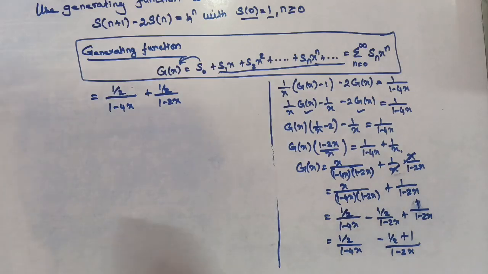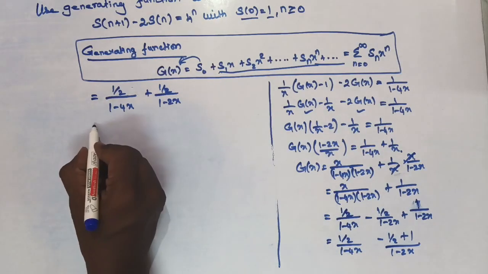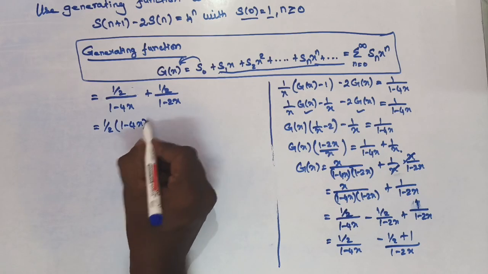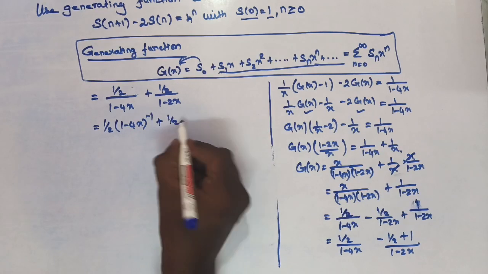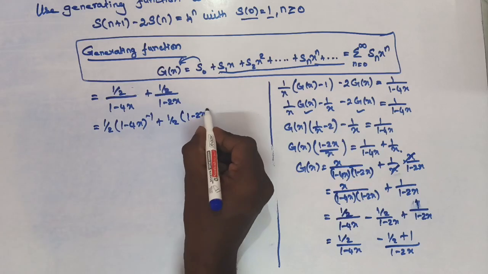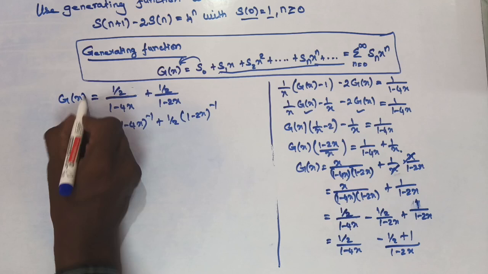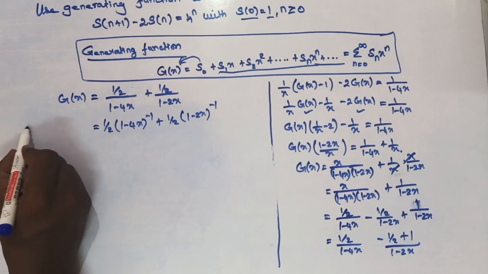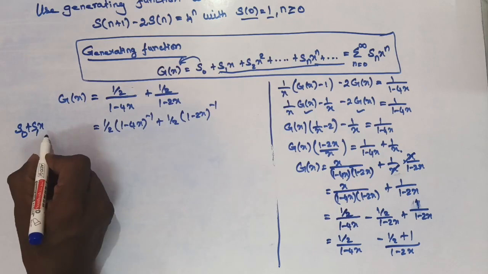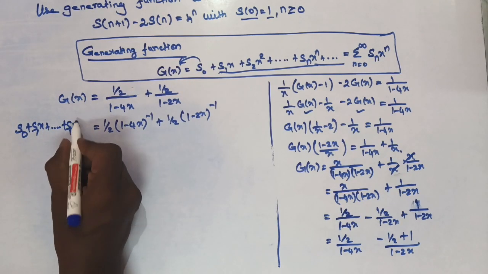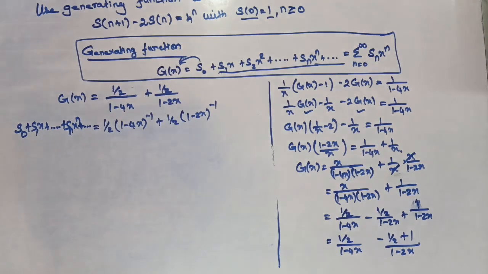Now this is equal to 1 by 2, you can write in the binomial formula, (1 minus 4x) inverse, plus 1 by 2 (1 minus 2x) inverse. Fine, this is nothing but g of x. But we know that g of x is nothing but S naught plus S1 x plus up to etc. plus Sn x power n plus up to etc. This is what g of x is.